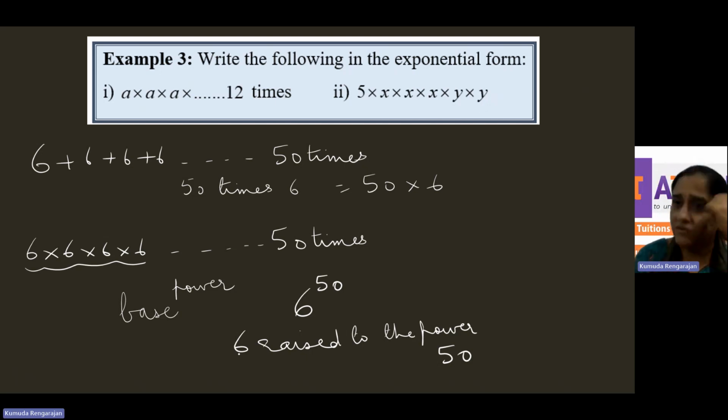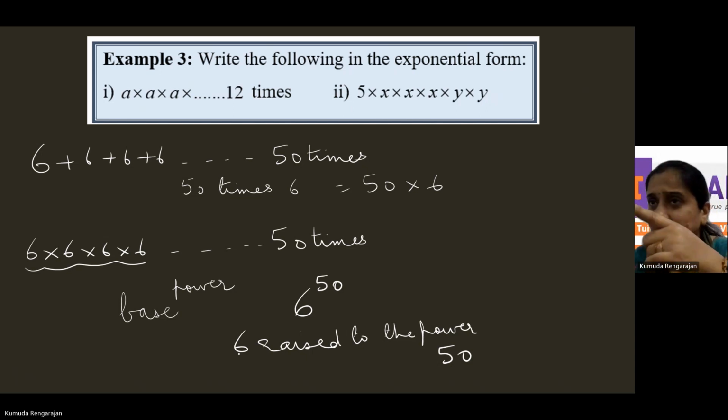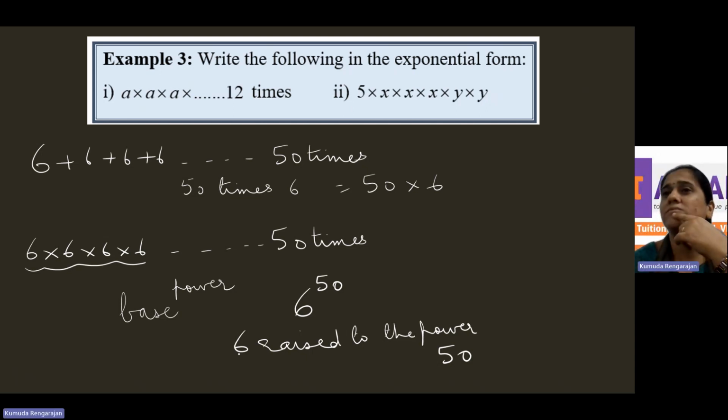Fifty is multiplied with itself 50 times? 50 to the power 6? One second, wait. No, it's not like that. It's not that the smaller number becomes the base and the greater number becomes the power. The power is always the number of times: 50 times, 100 times, that becomes the power. And what is multiplied 50 times? 6 is multiplied with itself 50 times. That 6 becomes the base.